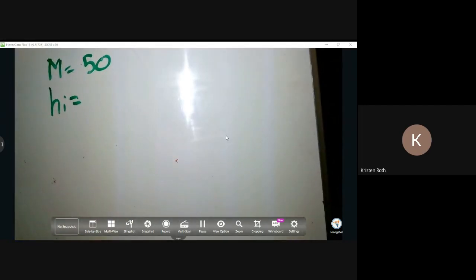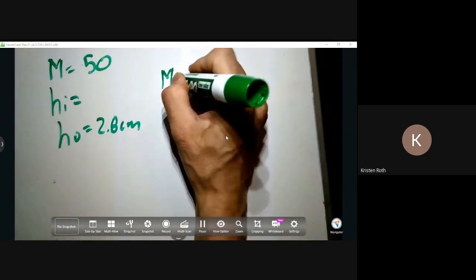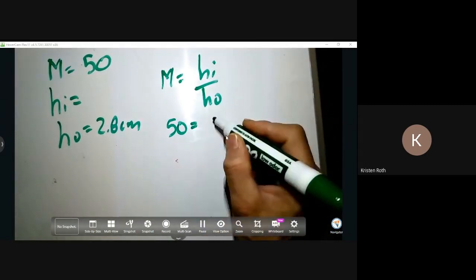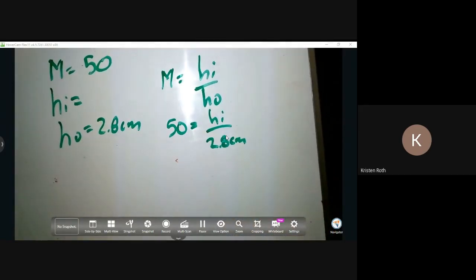A slide projector has a magnification of 50. So magnification equals 50. How wide will the projected image be? All right, so it looks like we're looking at height of image. If the slide, so actual object, is 2.8 centimeters wide, we're going to use magnification equals h_i over h_o. Magnification is 50, h_i is what we're looking for, and then 2.8 centimeters is our h_o.